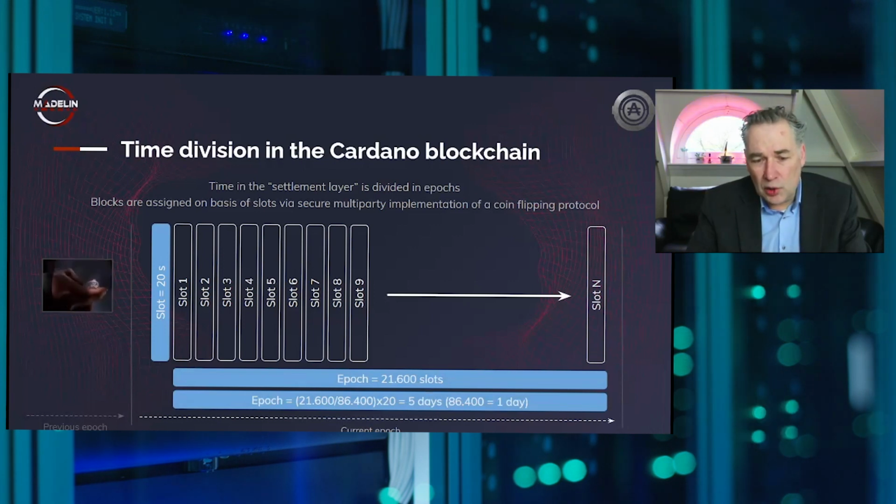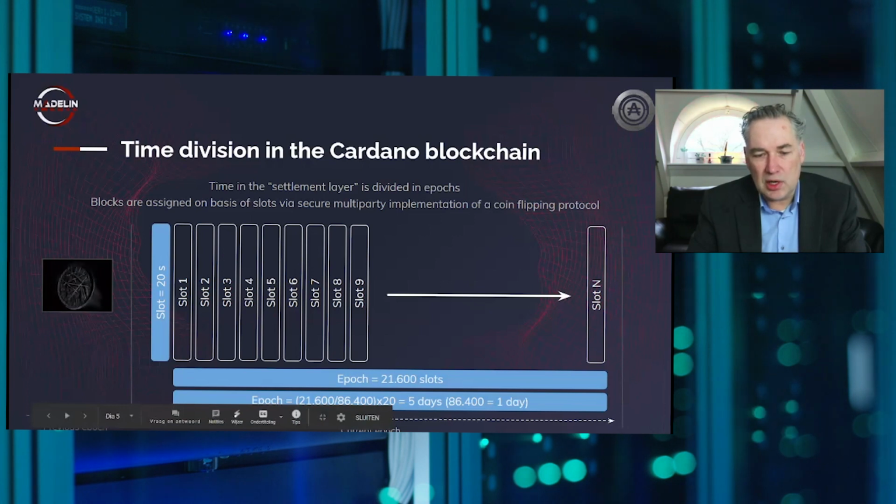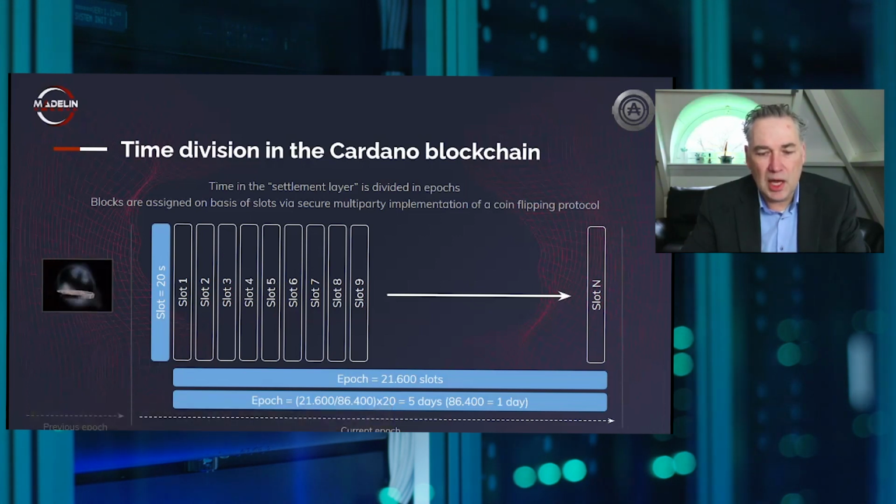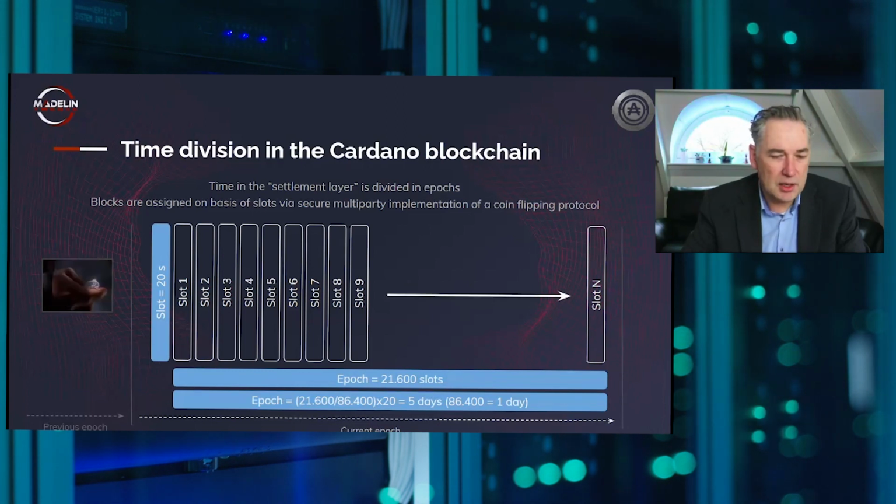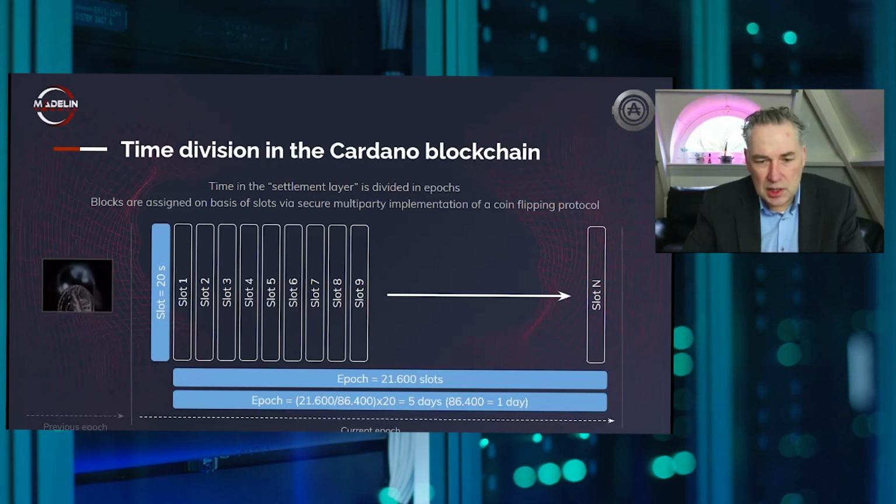And in total, within an epoch, there are 21,600 slots. And the time of an epoch, if you divide it by the number of seconds in a day, is basically 5 days. And that means within these 5 days, 21,600 slots, or 21,600 blocks, are basically being processed by stake pools.